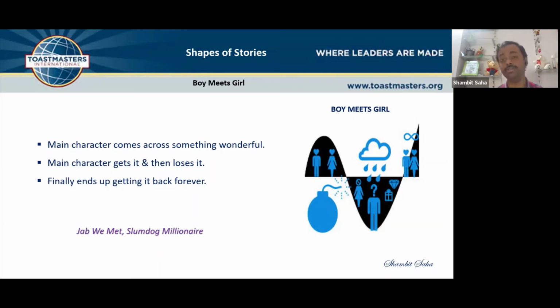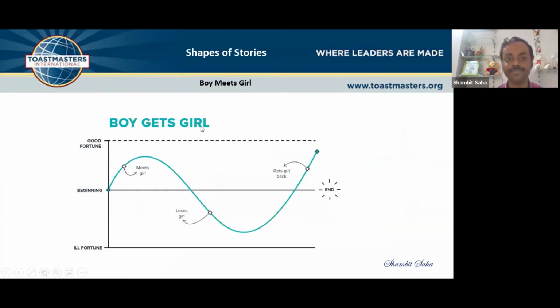So what I want you to do is analyze the stories and look from a standard viewpoint at what graph they are following. DDLG. Okay, fine, fantastic. DDLG will do for the sake of time. So here's the graph. We start off somewhere in between good fortune and ill fortune, because it does not matter where we start off. This graph shows boy meets girl, but it need not be a romantic story.